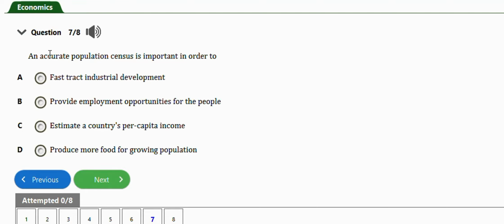It says, an accurate population census is important in order to fast-track industrial development, provide employment opportunities for the people, estimate the country's per capita income, produce more food for the growing population. The right answer is option C, which is to estimate a country's per capita income.